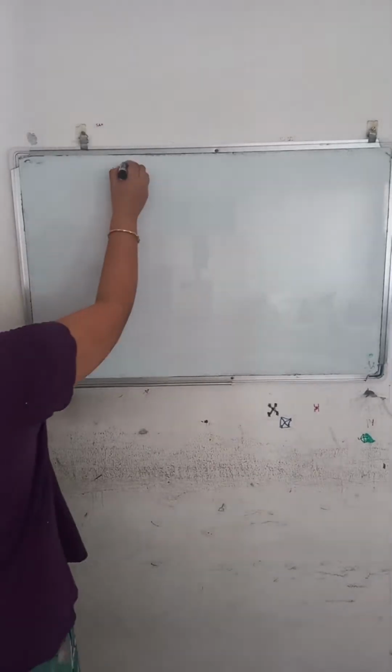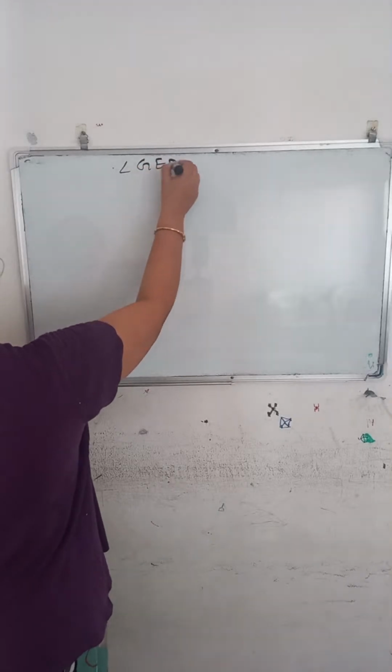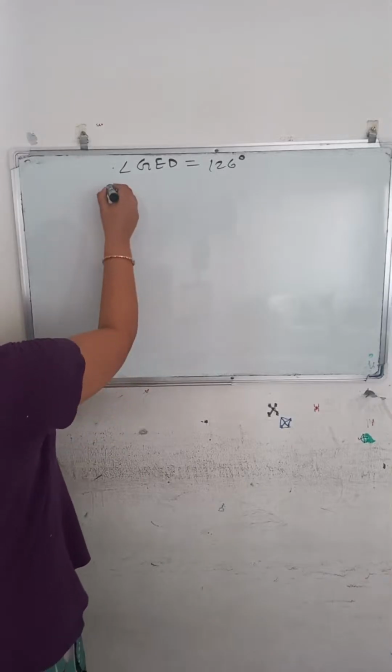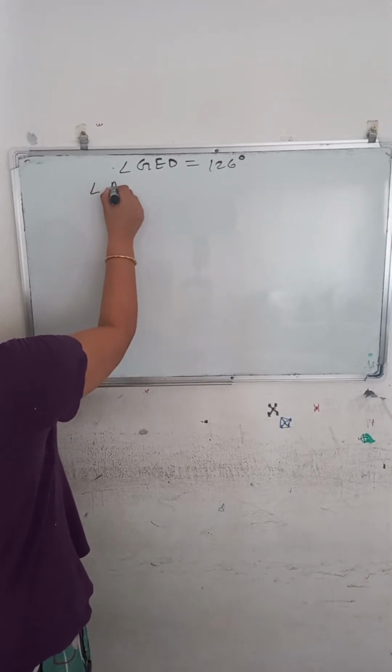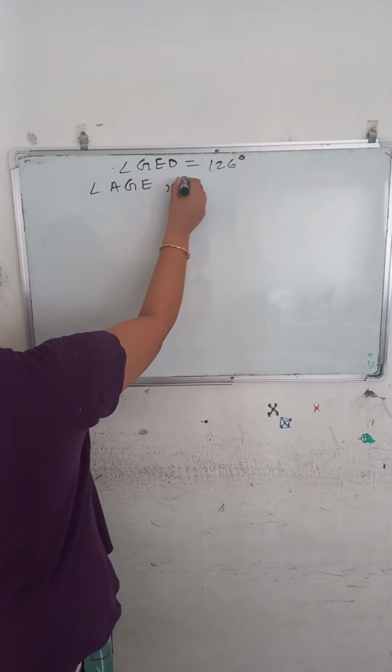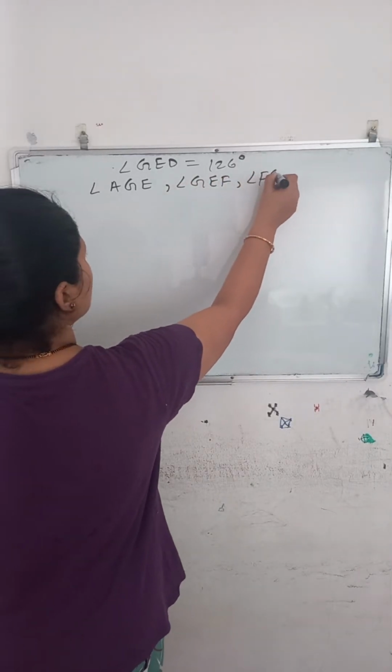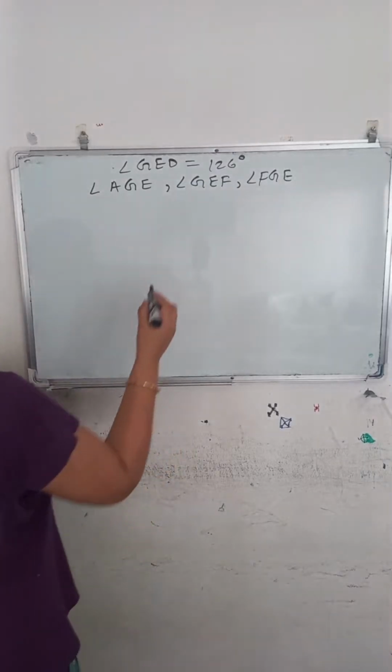EF is perpendicular to CD and angle GED is equal to 126 degrees. Then find the angles AGE, GEF, FGE. These angles you have to find out.